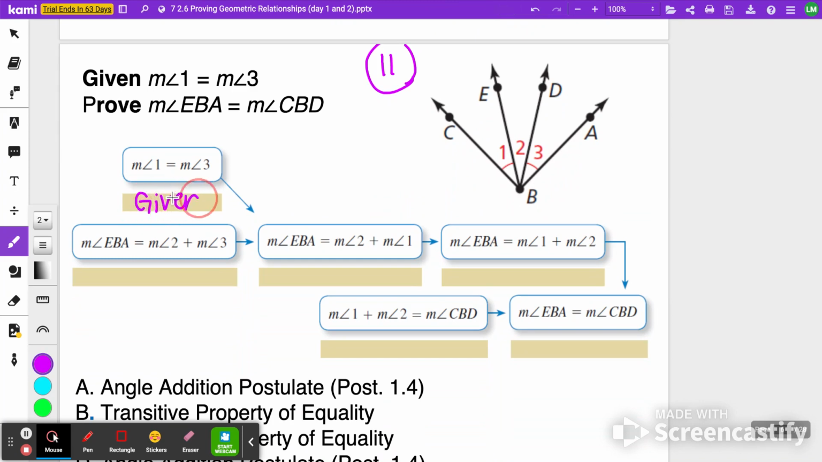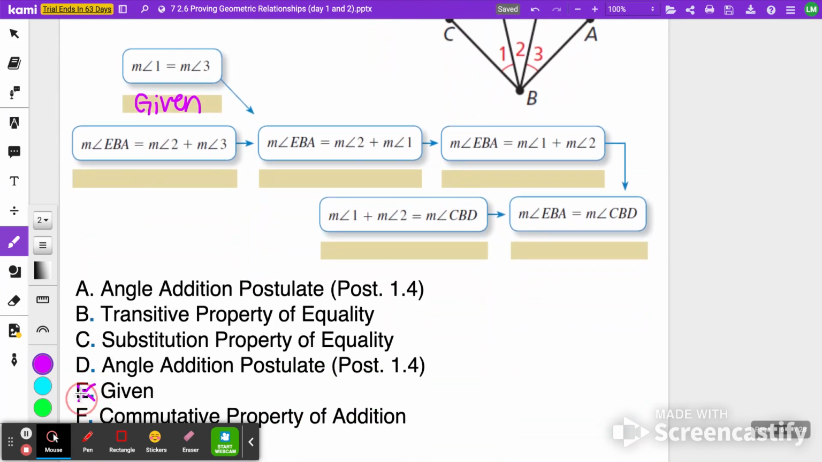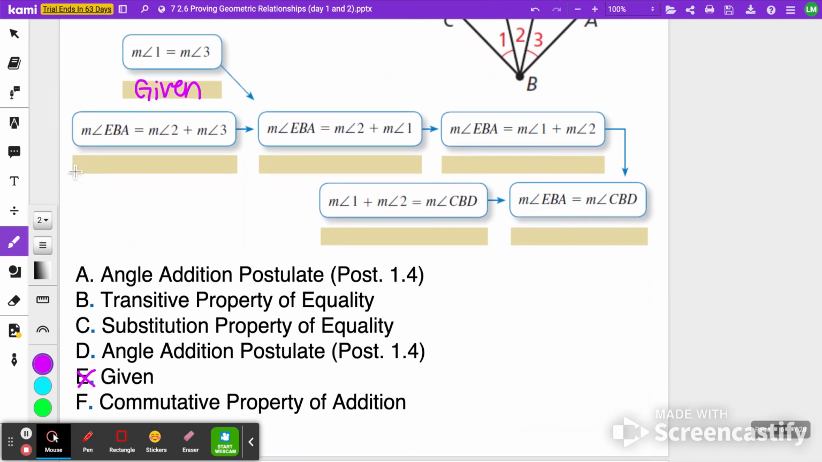So we're going to write given in that box there. And as you go through these, you can also cross them off your list. Underneath that is where we're going to start connecting what is EBA. So if we look at EBA, EBA is the measure of angle 2 plus the measure of angle 3. Really, for this one, you could have done A, the angle addition postulate, which is postulate 1.4. But if you also wrote D, because you notice how you have those twice, A or D would work here. So I'm just going to say I put A for that first one.